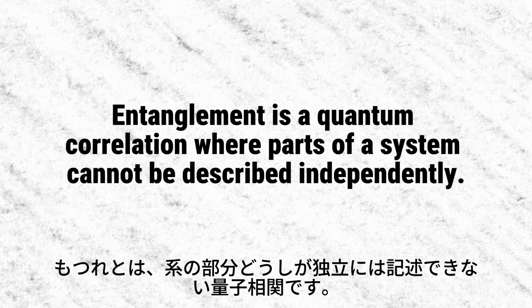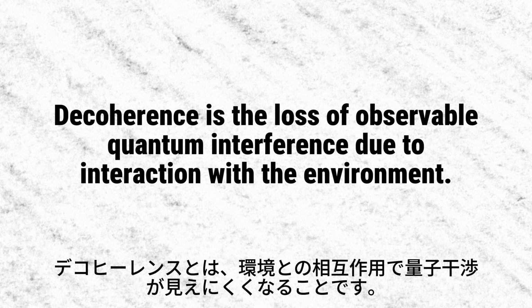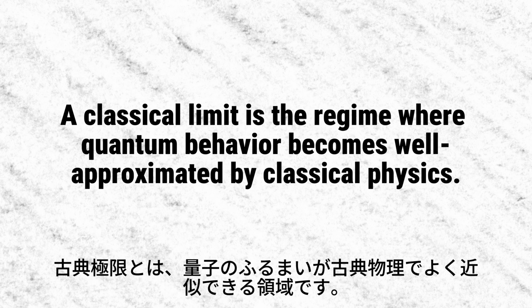Entanglement is a quantum correlation where parts of a system cannot be described independently. Decoherence is the loss of observable quantum interference due to interaction with the environment. A classical limit is the regime where quantum behavior becomes well approximated by classical physics.